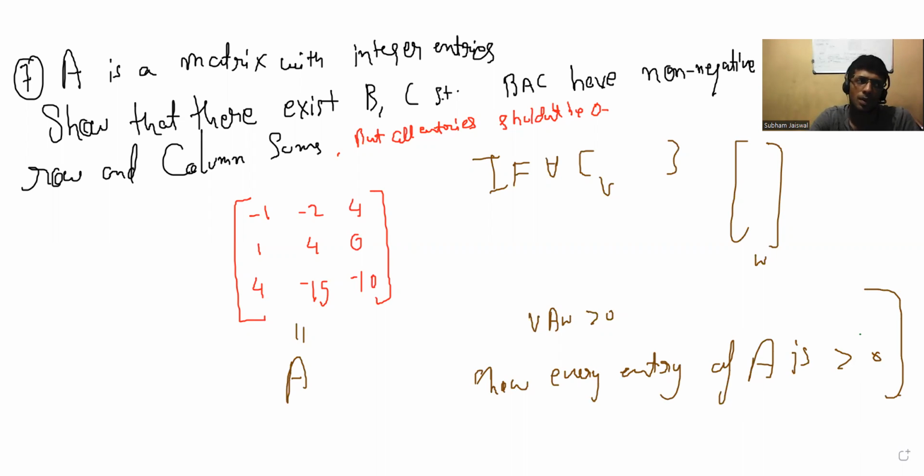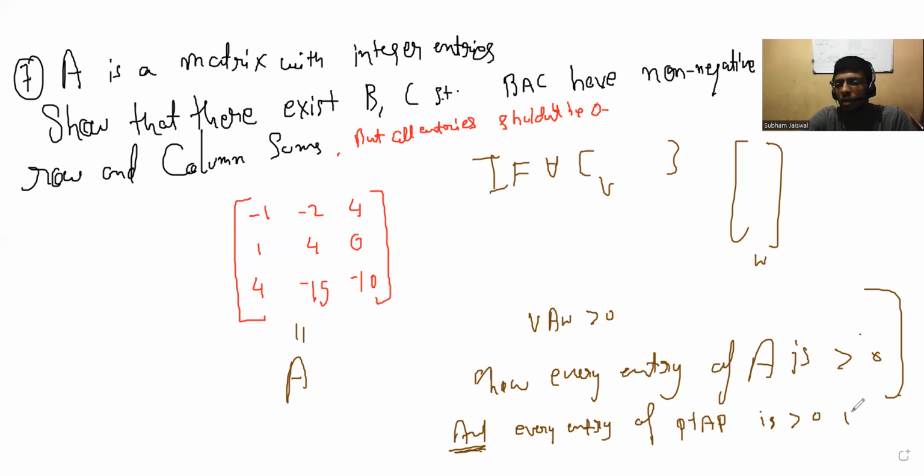All right. So maybe you can think of this as well. Show that every entry of A is positive and every entry of P inverse AP, for square matrices, is positive for all P. Okay, so that's a little more.